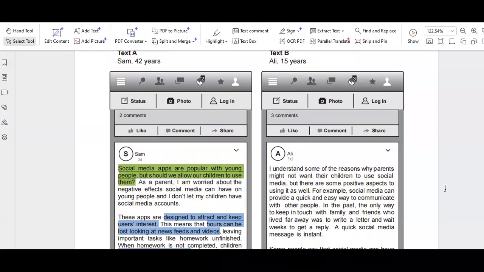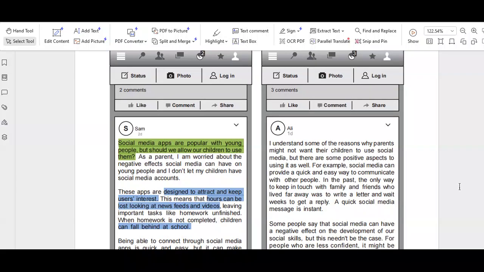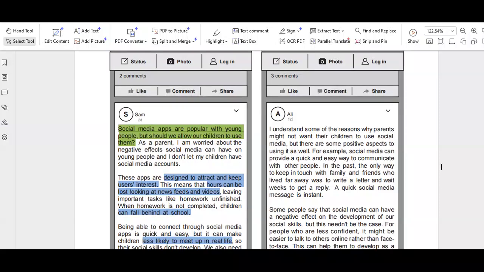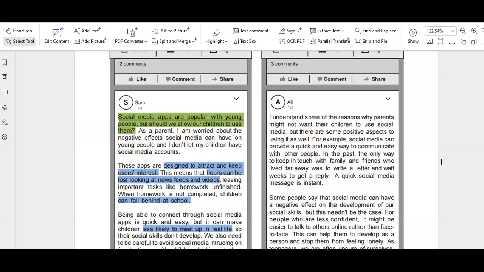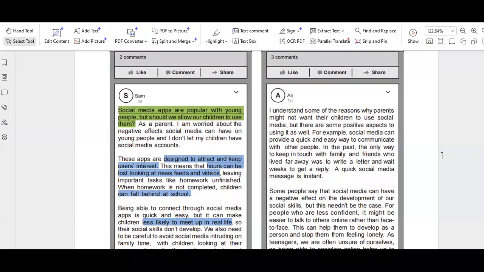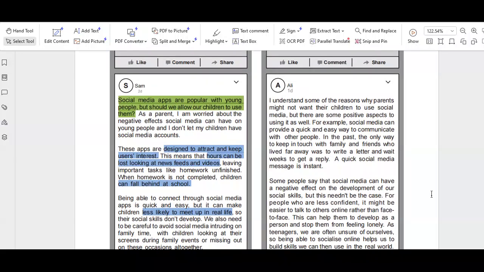Text B is written by Ali, who is a 15 years old boy, a teenager. And Ali says, I understand some of these reasons why parents might not want their children to use social media, but there are some positive aspects to using it as well. For example, social media can provide a quick and easy way to communicate with other people. In the past, the only way to keep in touch with the family and the friends who lived far away was to write a letter and wait weeks to get a reply. A quick social media message is instant.